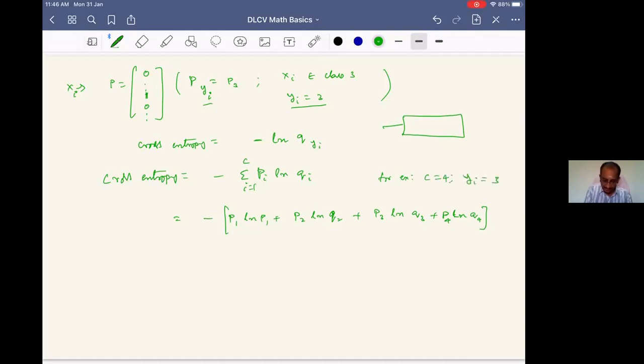So in this case, what does it mean? The vector P, if we write it explicitly, is 0, 0, 1, 0. Is this correct or not? Now if I substitute, what is the answer?